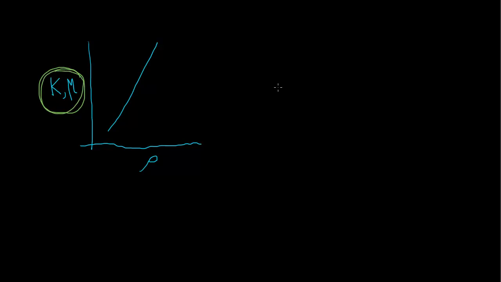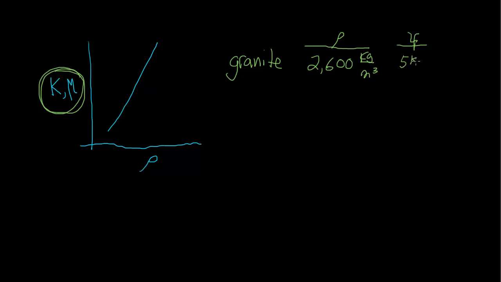So as we go from, for example, granite, a rock with a relatively low density, let's say the density of granite is maybe 2,600 kilograms per meter cubed, we find that its P wave velocity, given that density and its elastic properties, is about 5 kilometers per second, and its S wave velocity is only about 3 kilometers per second.